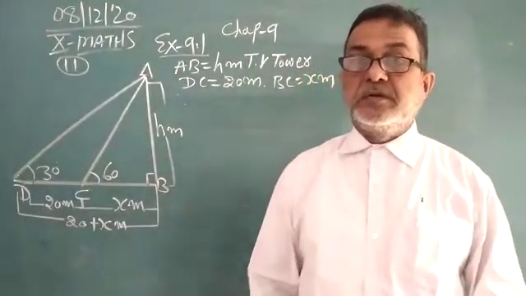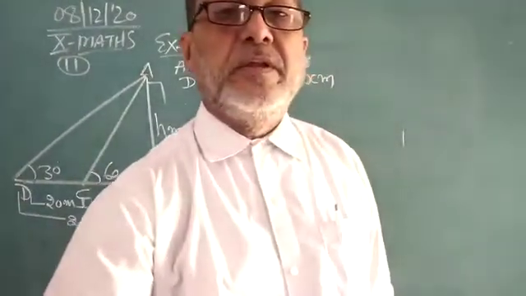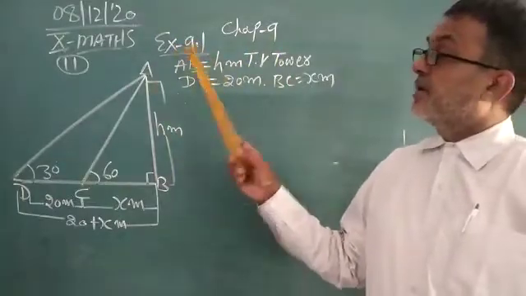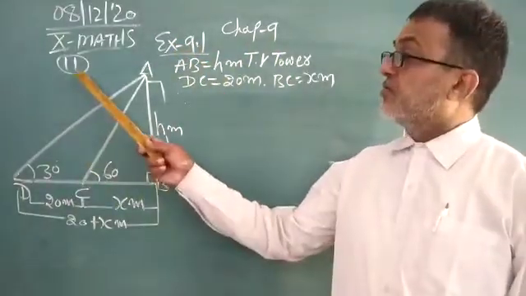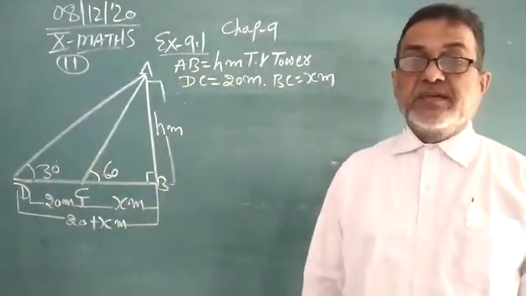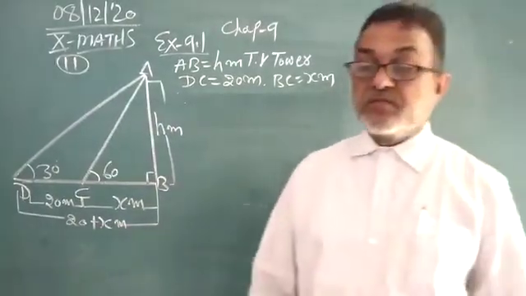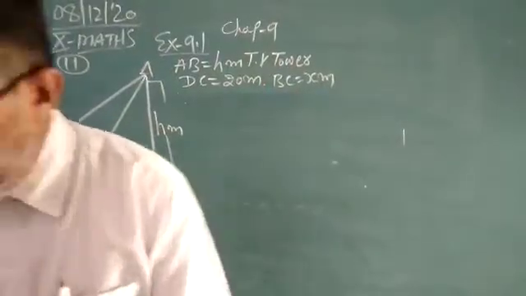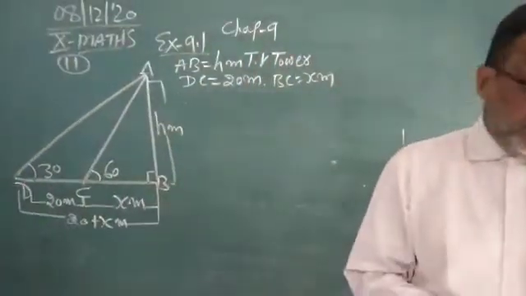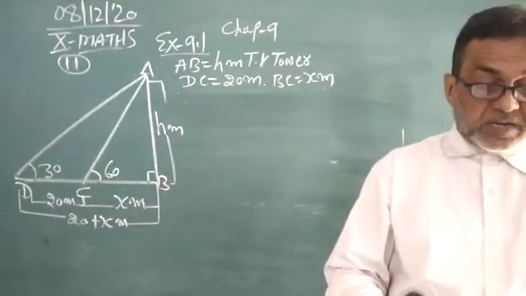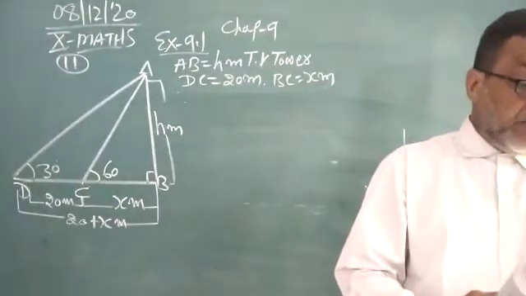Good morning, students. Now we continue this chapter number 9, exercise 9.1 and question number 11. Last time we completed up to question number 10. What is question number 11? See in your textbook, page number 1204. A TV tower stands vertically on a bank of a canal.